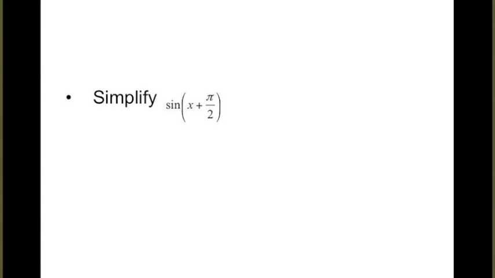Okay, so for this one, this is a sine with an addition, so we're going to look up the sine sum formula. And it says sine of first, cosine of second, plus cosine of first, sine of second. X is just a variable, so we can't do anything about that, but pi halves is an angle. What angle is it? 90.